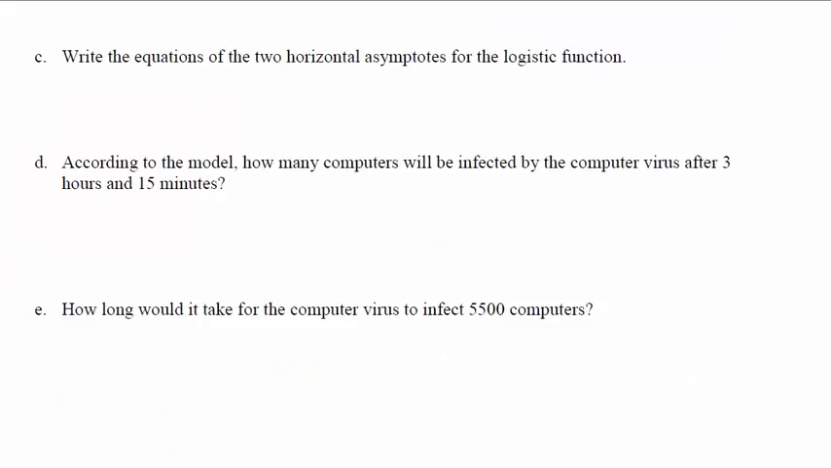Okay, so write the equations of my two asymptotes. Well, one is always 0. Didn't have to think about that one. And then my other is going to be the numerator in my logistic model, which is 10.